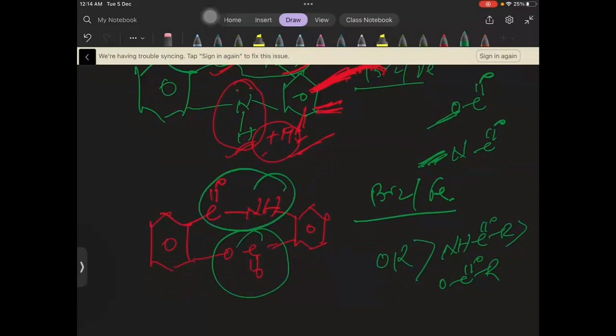Both will show the mesomeric effect, but this group will show more mesomeric effect than C double bond O. So obviously here the more mesomeric effect means it will supply more electrons to the benzene ring. So we have to go with respect to the C double bond O NH group.